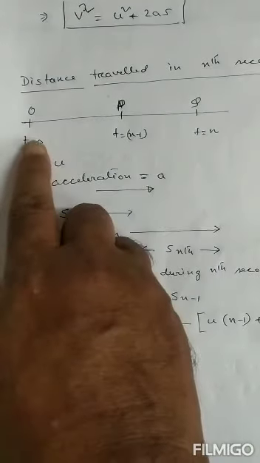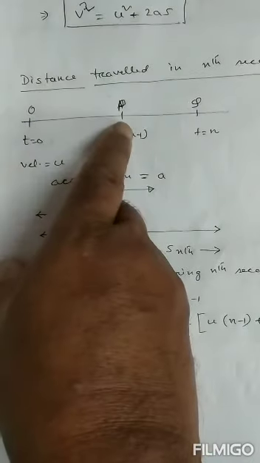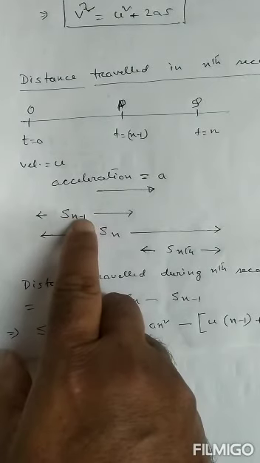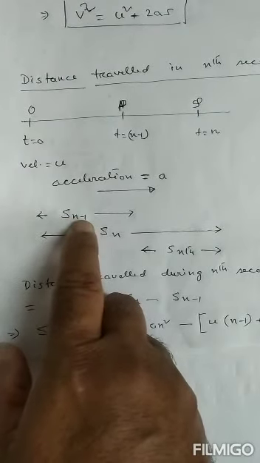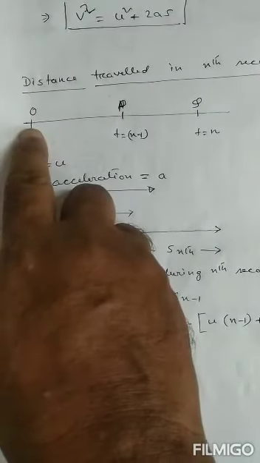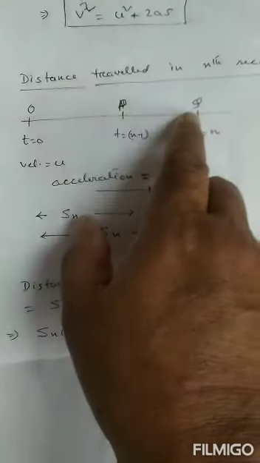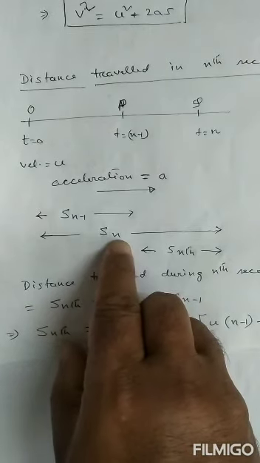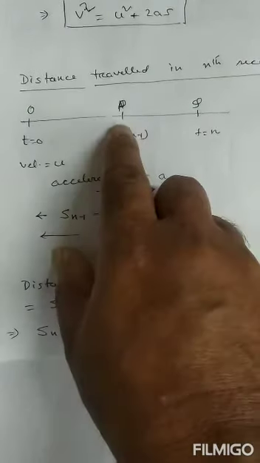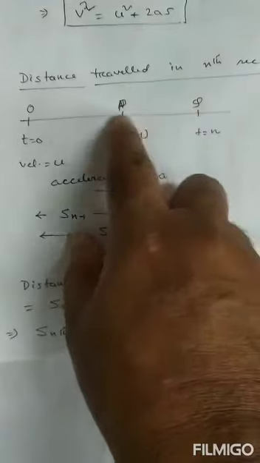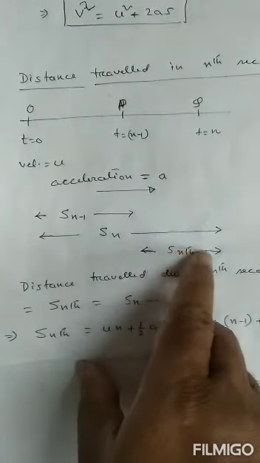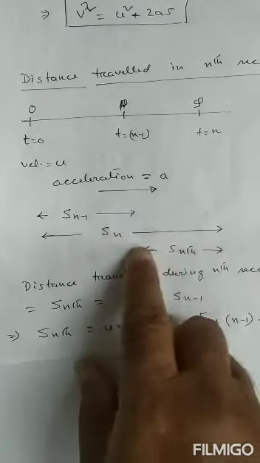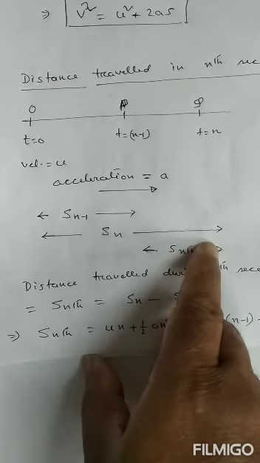That means the body takes n minus 1 seconds to travel from O to P, and that distance is called Sn minus 1. The body takes n seconds to move from O to Q, and that distance is denoted by Sn. So therefore, the distance between PQ is taken as the distance travelled during the nth second.